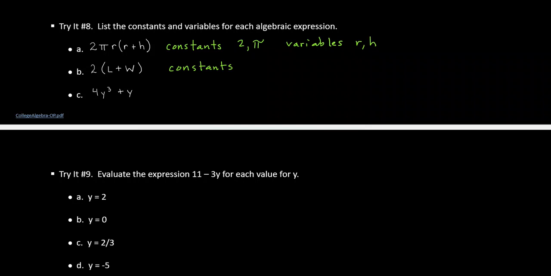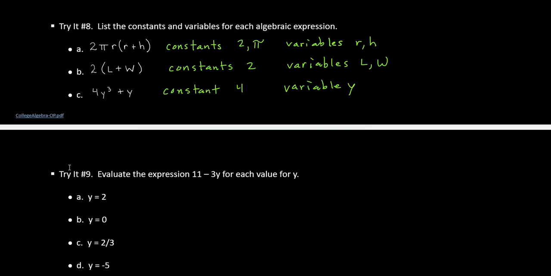And then the constants in this second one are 2, and the variables are L and W, and then in this last problem, the constant is 4, and the variable is y. And you could maybe think of the 3 as a constant, but not really. The 3 just means you multiply y together by itself 3 times.